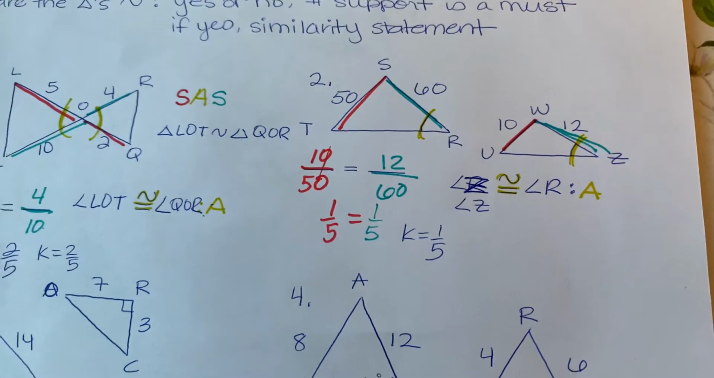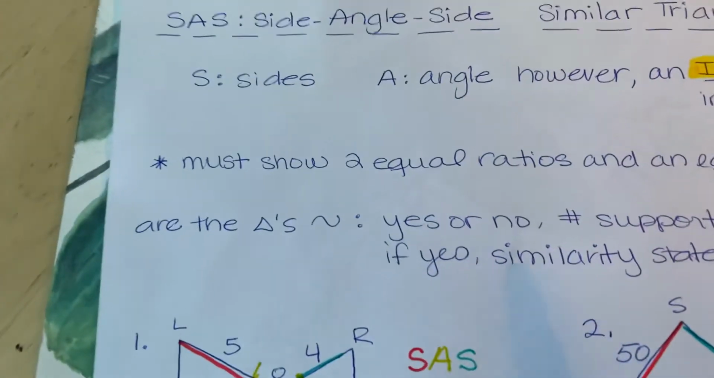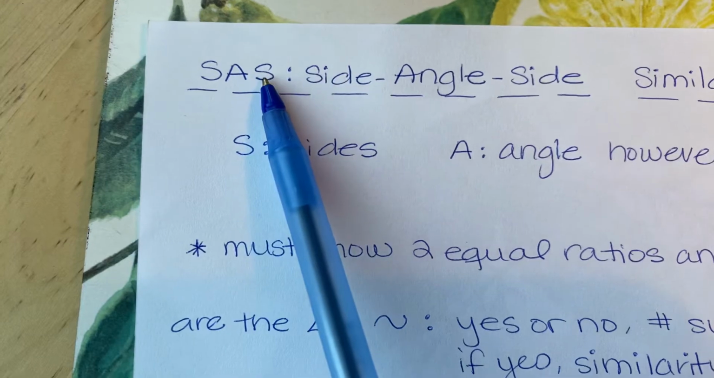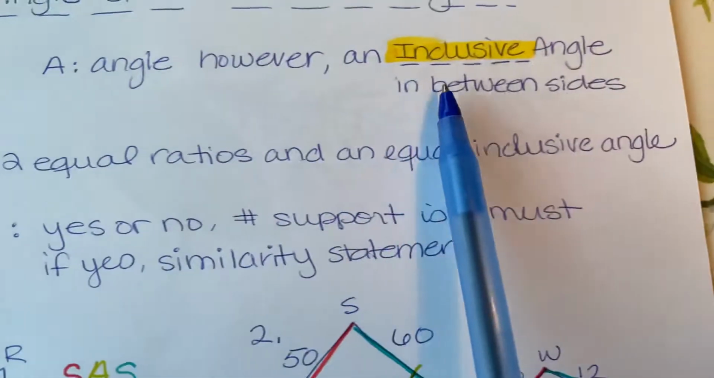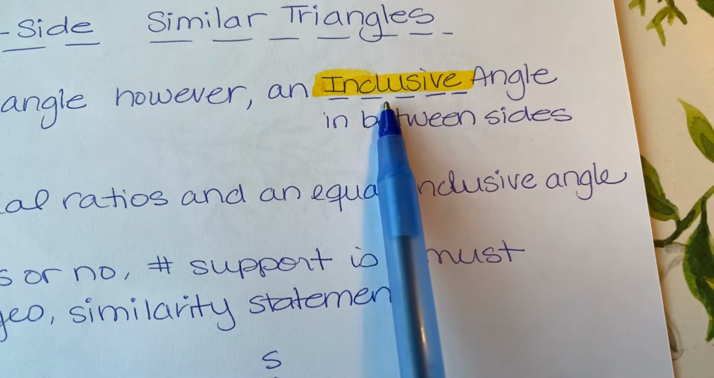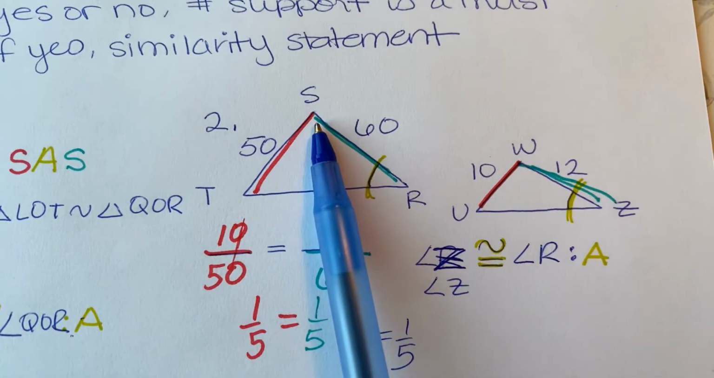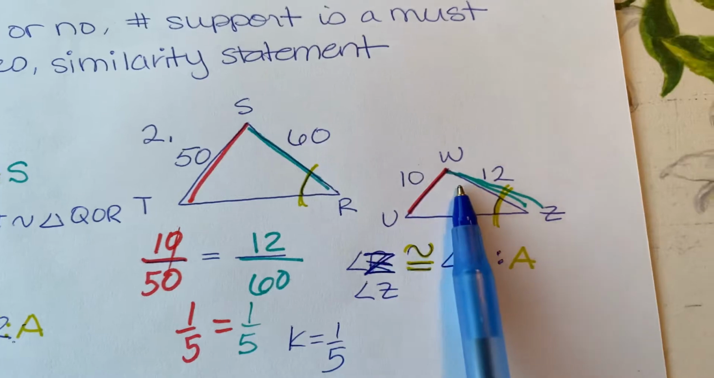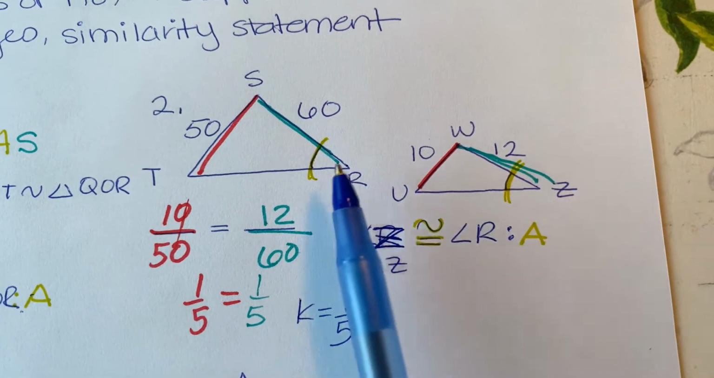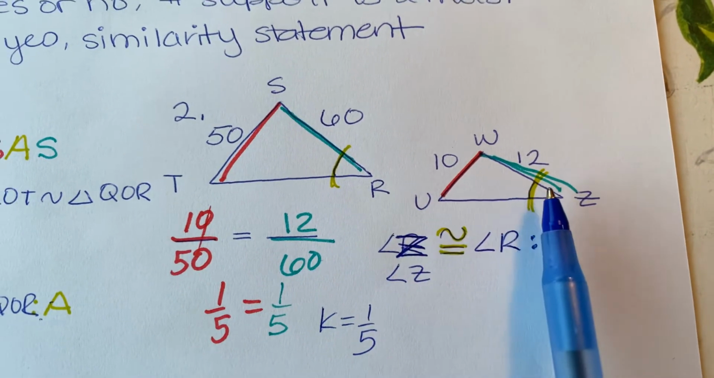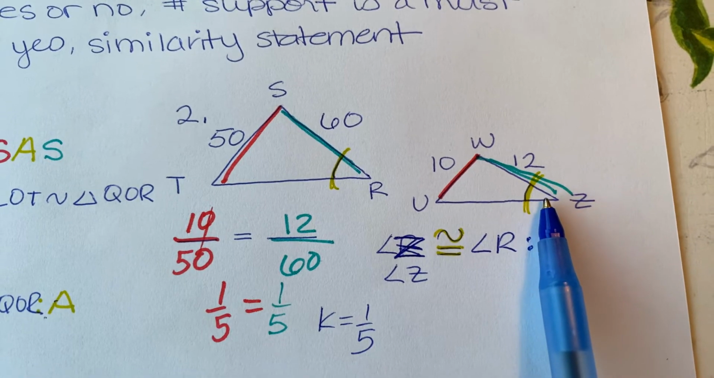So look, it is side angle side. The angle must be inclusive, in between. That's not what I have. The inclusive angle is S. The inclusive angle is W. R and Z is not an inclusive angle.